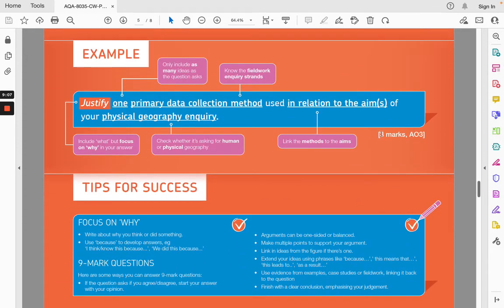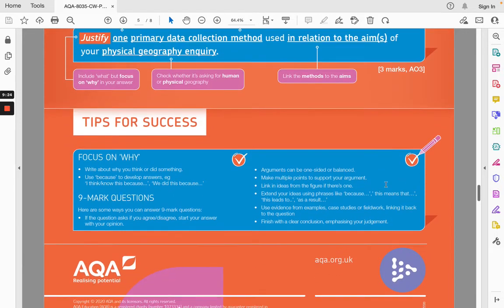If you come across a 3 mark question, they do have them. 3 mark questions are that odd little number that we don't tend to revise, but they do exist. 3 mark questions tend to just be ECS. Okay, so just bear that in mind.